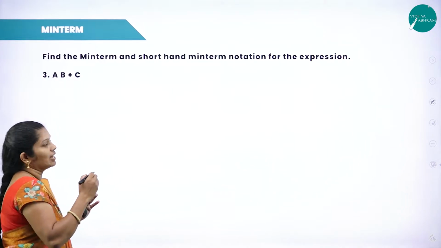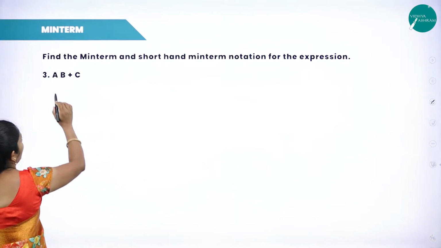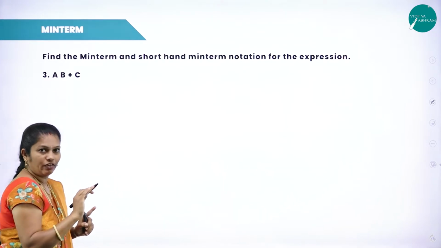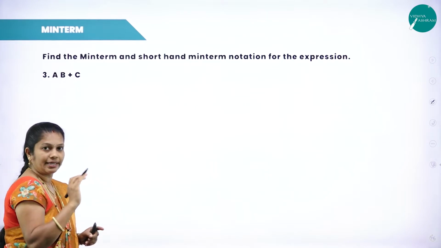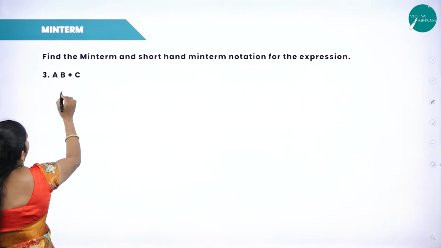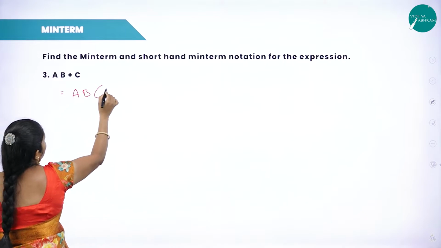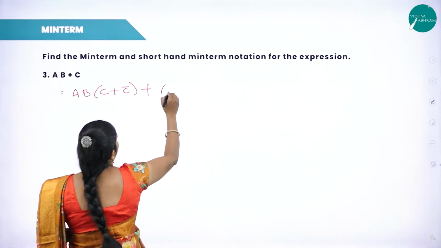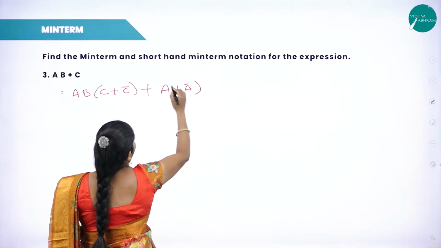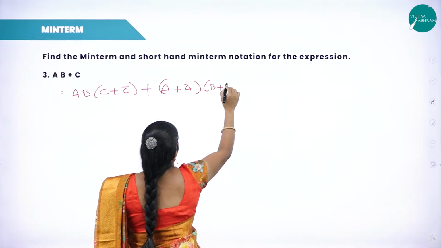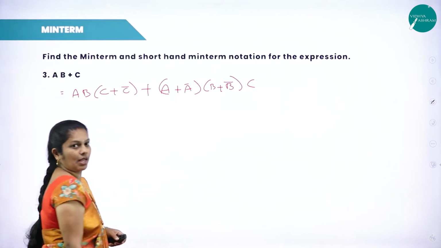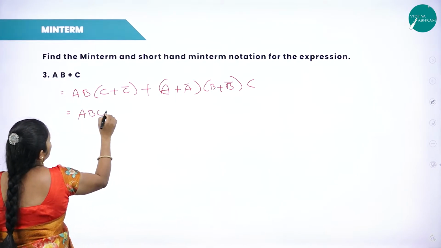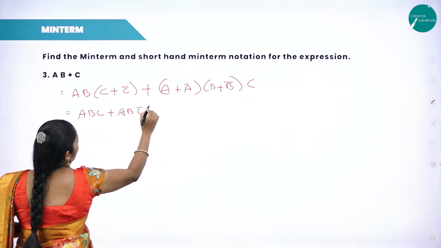Find the shorthand as well as min term notation for the given expression AB plus C. These are the variables. In the first case, only one variable is missing, C. Whereas in the second case, A and B both variables are missing. That's why I write A, B, missing variable plus missing variable complement. Whereas in the second part, A plus A bar, B plus B bar into C. Missing variable plus missing variable complement. Then substitute A, B, C plus A, B, C bar.